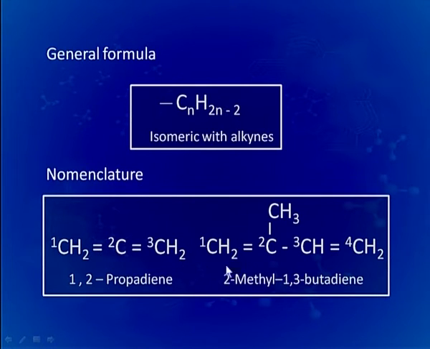Another example, we can see a methyl substituent is present at C2. So, we will prefix 2-methyl, and then again for the C1 and C2 double bond we will put prefix 1, and for the C3 and C4 double bond we will put only 3, and then there are a total of 4 carbon atoms in a straight chain of carbon atoms. So, the name is 2-methyl-1,3-butadiene.